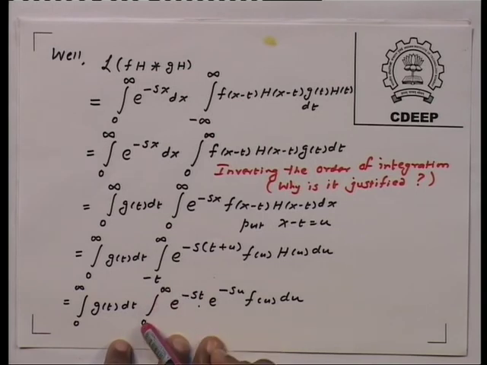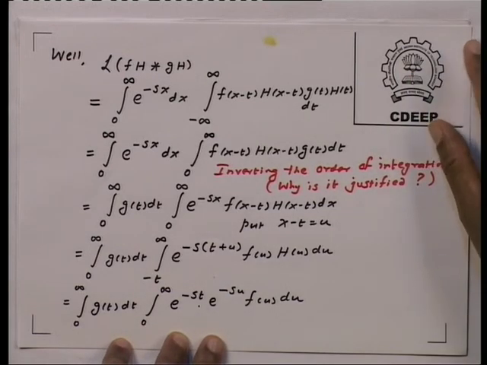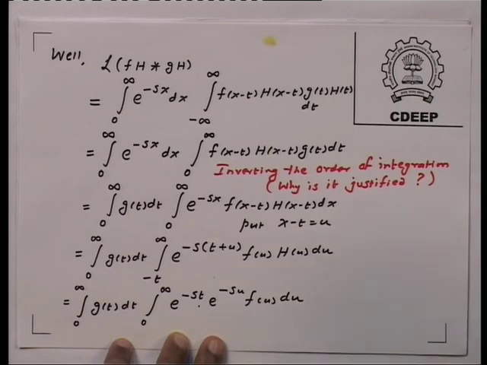All that remains is between 0 to infinity, e to the power minus st, e to the power minus su, f of u du. Pull the e to the power minus st outside, and what do you get? Laplace of f, Laplace of g, correct? Is that clear? What is going on?